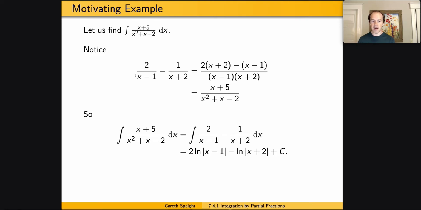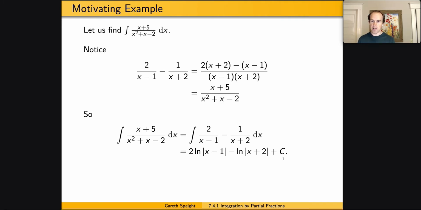So rather than starting with the original integral we had, because they're equal, we can instead integrate 2 over x minus 1 minus 1 over x plus 2. And then on each of these terms, a simple u substitution would work, right? On the first one, 2 over x minus 1, you could do u equals x minus 1. The answer will be 2 natural logarithm of absolute value x minus 1. And then on the second one, you could do u equals x plus 2, for instance. The answer will be minus natural logarithm of absolute value x plus 2. Okay, and then it's an indefinite integral, so we have the constant c as usual.